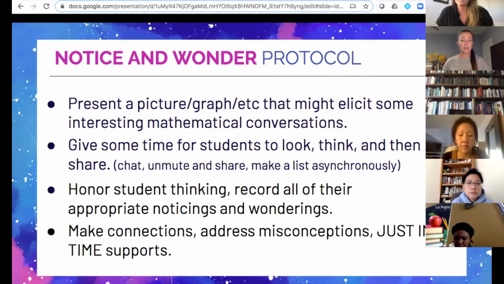It's a great time to address those misconceptions and give some support just in time, based on the information that your students are giving you, the things that are coming up from their insights and their noticings and wonderings.